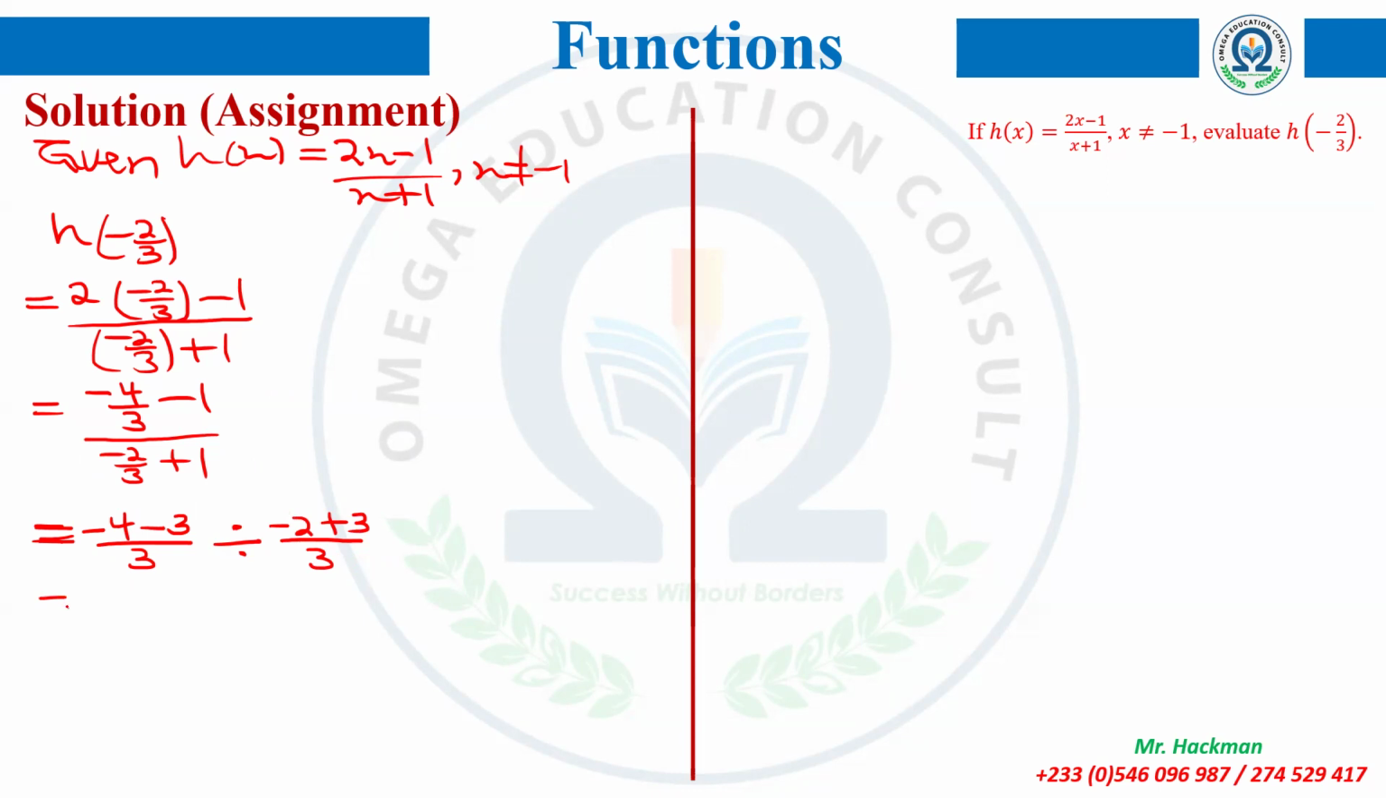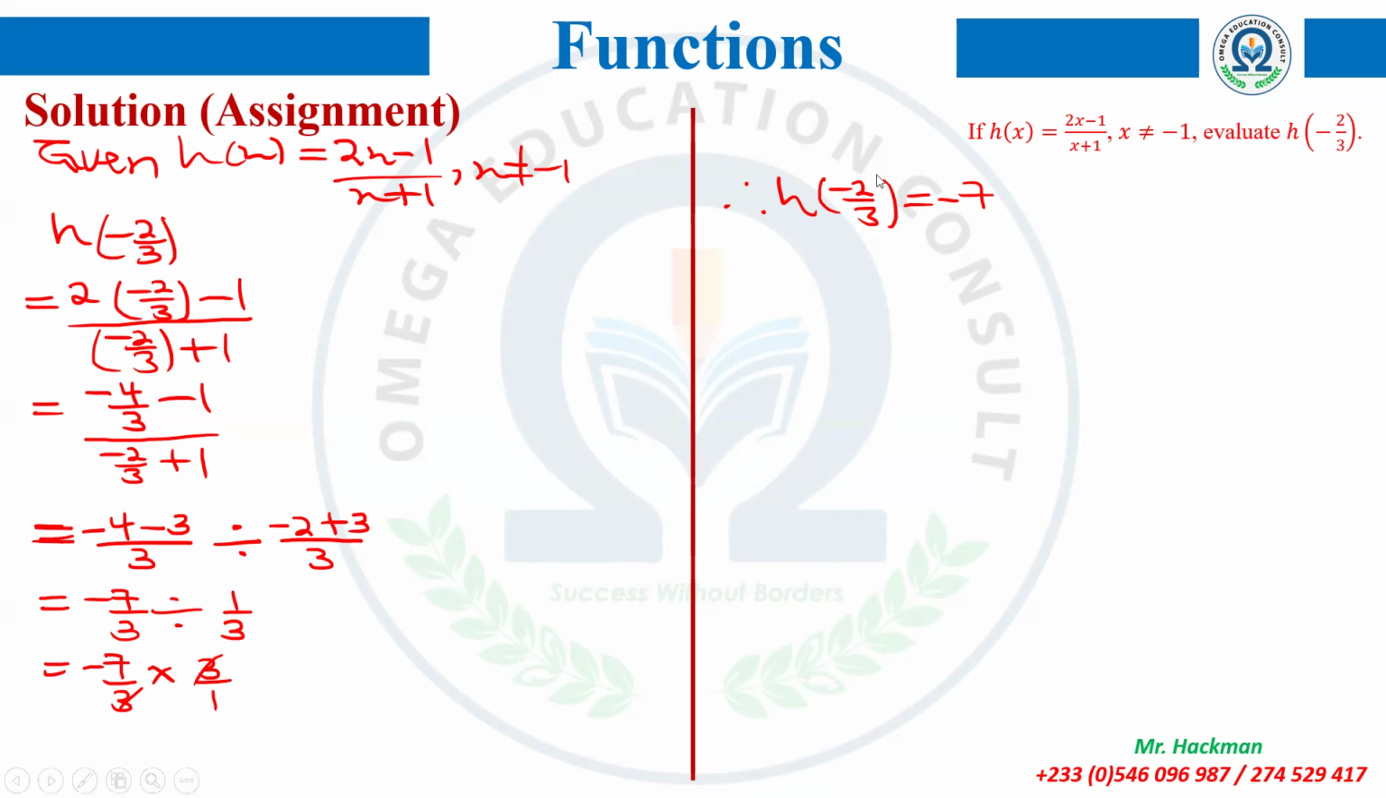So in effect, this will give us -7 over 3, divided by 1 over 3, which you are going to get -7 on 3, then times 3 over 1. So now this can cancel that, and you get -7 over 1. So you draw your conclusion. Therefore, h of -2 on 3 is equal to -7. All correct.